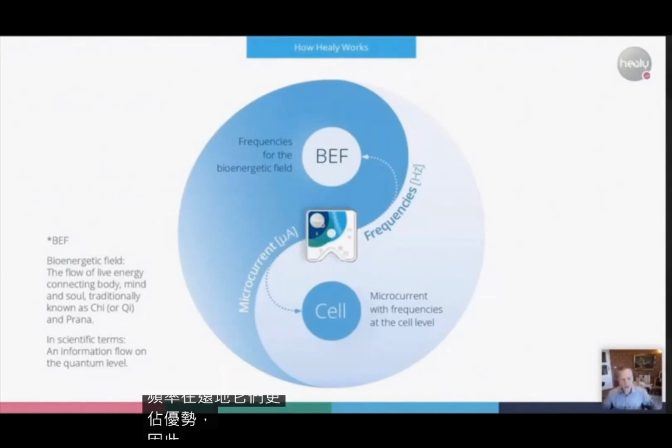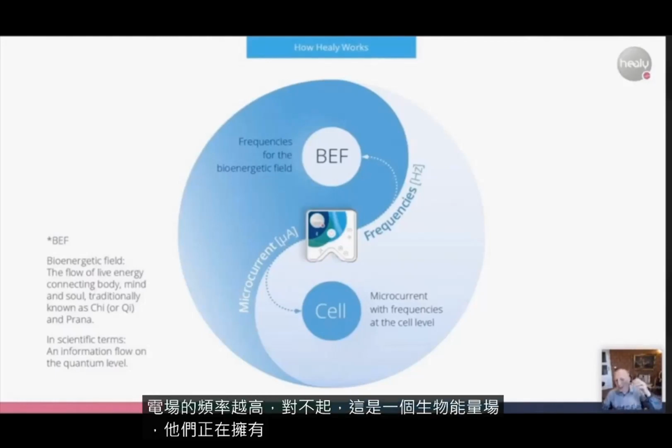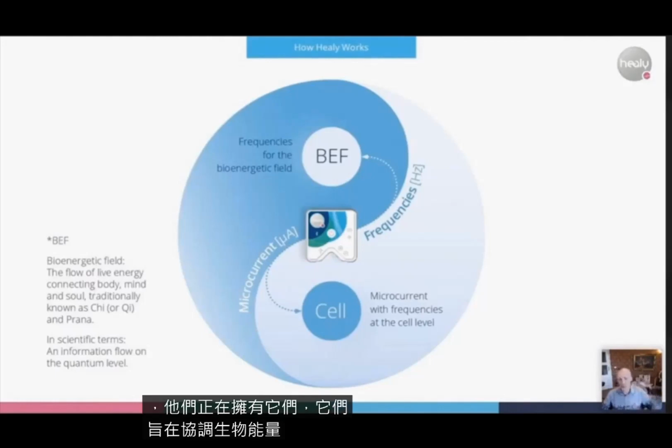They are more predominant. So looking down, the low frequency modulated microcurrent aims at the cellular level, with the goal to increase the cellular energy. Whereas the higher frequencies aim at the bioenergetic field, and they are designed to harmonize the bioenergetic field. But the bioenergetic field is active in the environment of the cell, and the cell is active within the environment of the bioenergetic field.